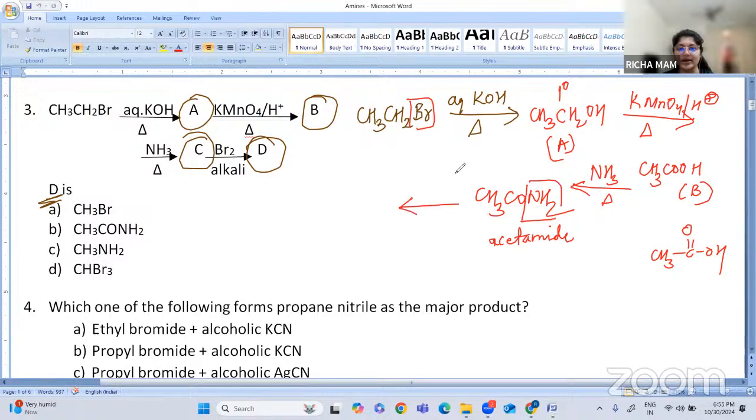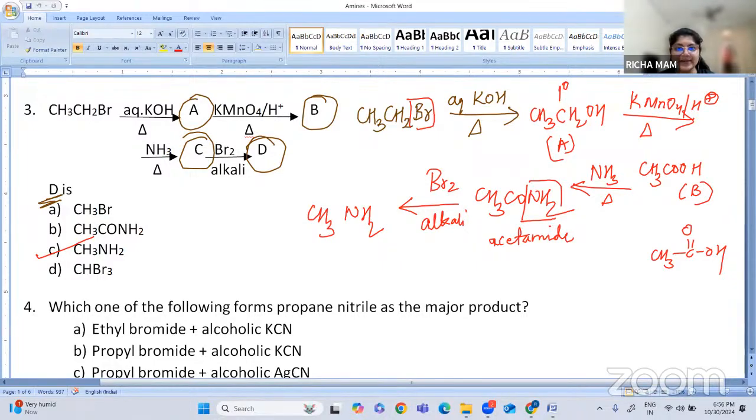So I got acetamide. This acetamide you further have to heat with bromine in the presence of alkali. So what am I going to get? I am going to get methylamine. So this is the reaction, bromine and alkali, and I get methylamine. So option C is the answer.